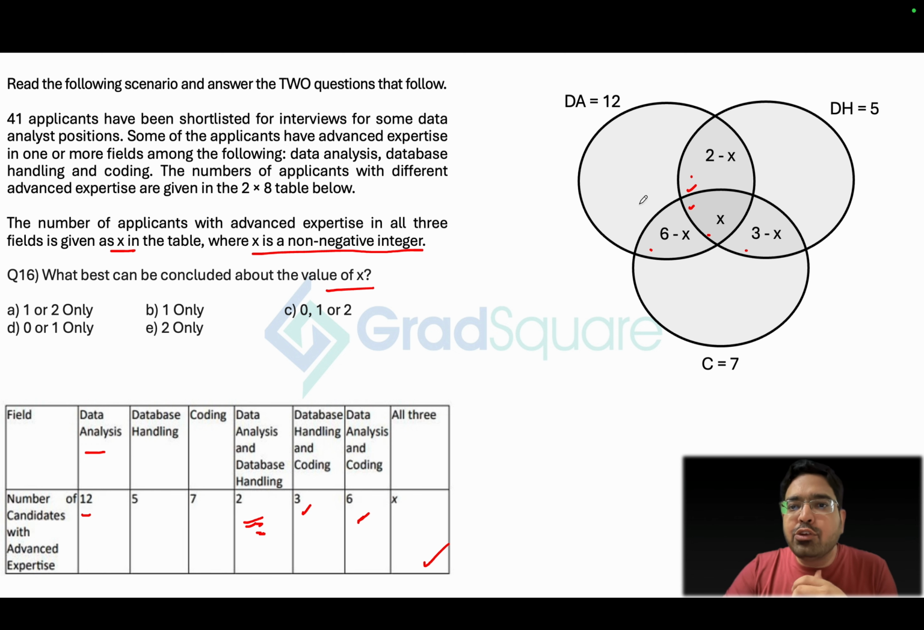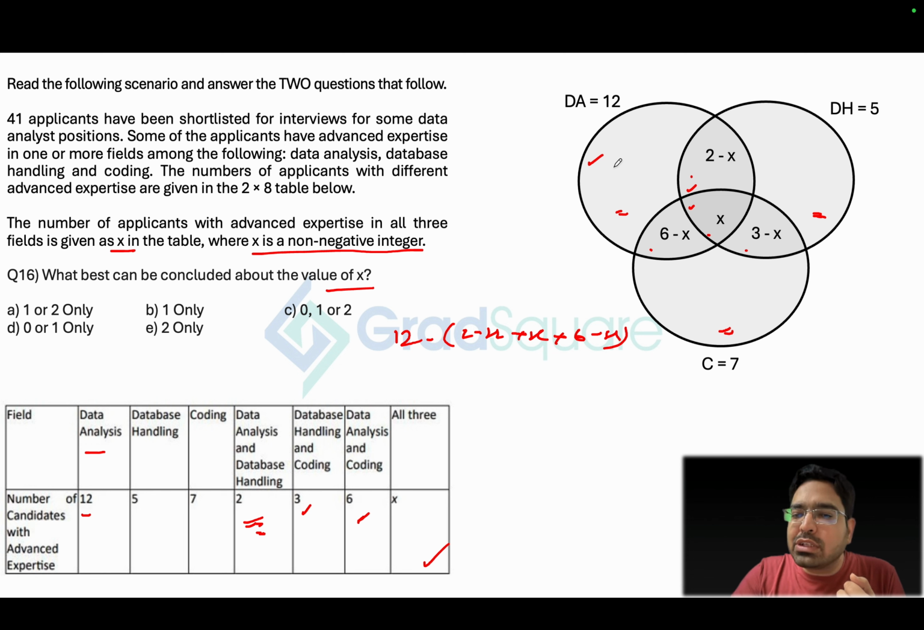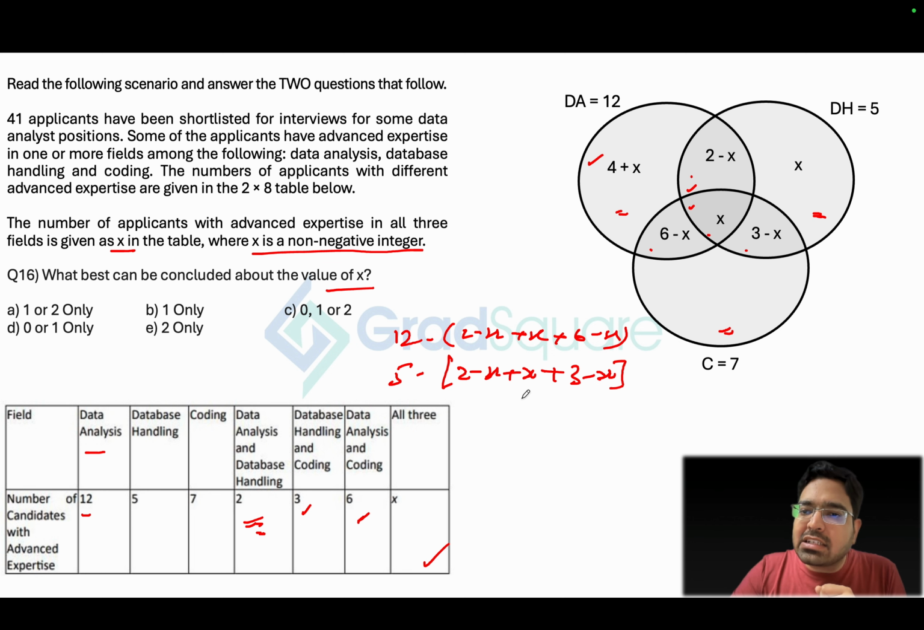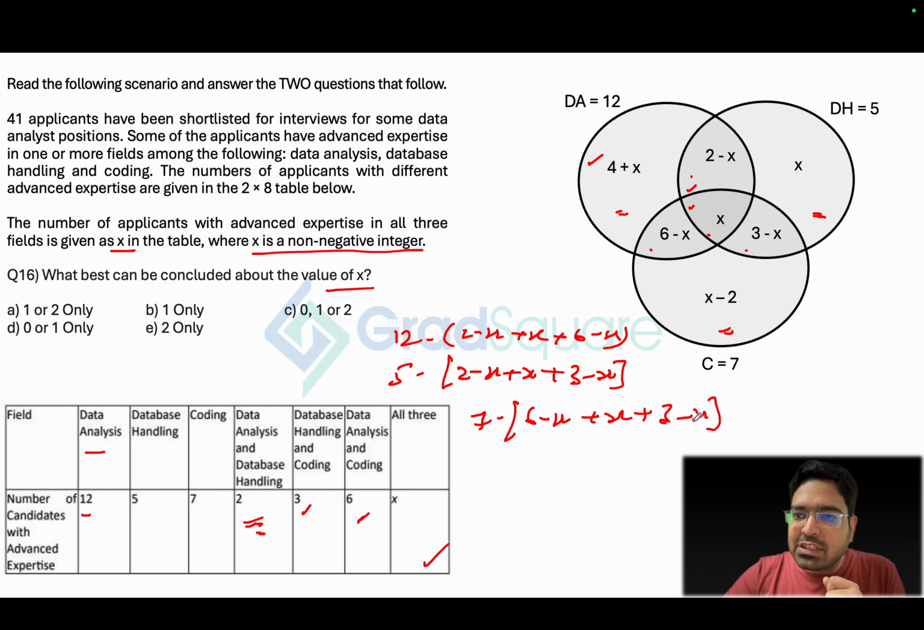Now if you do this, you'll be able to figure out all of these 3 values in terms of X. How do I get this value in terms of X? I say 12 minus (2 minus X plus X plus 6 minus X). If I do this, I'll be able to figure out this particular value, which turns out to be 4 plus X. Same way, this value can be figured out by doing 5 minus (2 minus X plus X plus 3 minus X), and if you solve this, it turns out to be equal to X. Same way, the last value can be figured out by doing 7 minus (6 minus X plus X plus 3 minus X), which turns out to be X minus 2.